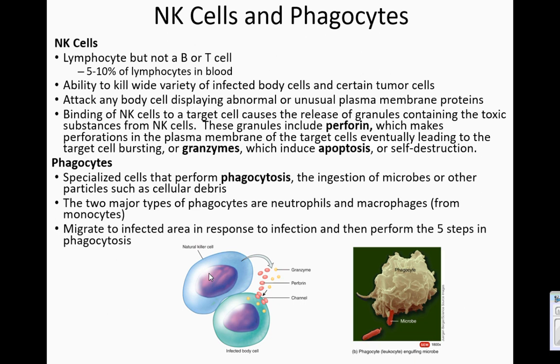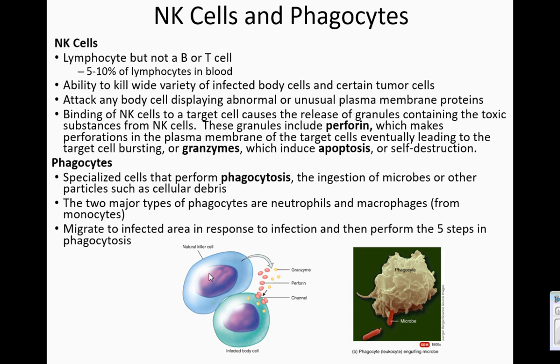Like I said the other day, I wish they called them natural killer lymphocytes. That would make it easier to remember that they are a lymphocyte. These are not the T's or B's. We'll talk about the T's and B's here in just a minute. Those are part of the adaptive immune system. These are part of the innate or non-specific immune system.